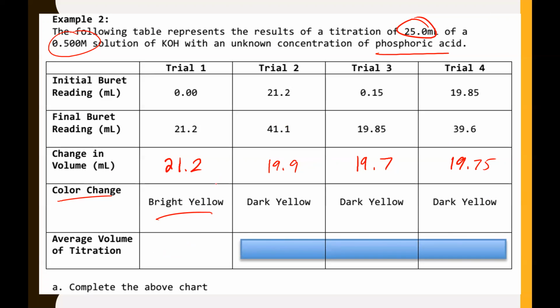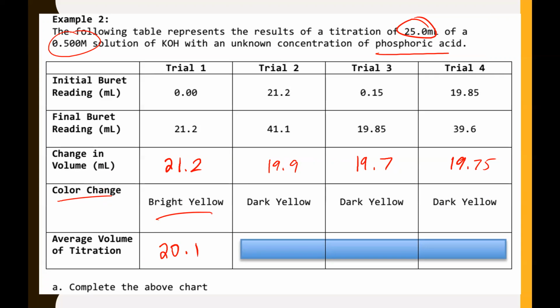The average volume of titration is just the average of these 4 numbers. Hopefully you remember to take an average. You just add the numbers together and divide by how many numbers there were. So you just add these together and then divide by 4. I'll save you the trouble. It's 20.1. And you do have to round to sig digs here, because again, we're just making assumptions about how accurate we're doing our measurements.